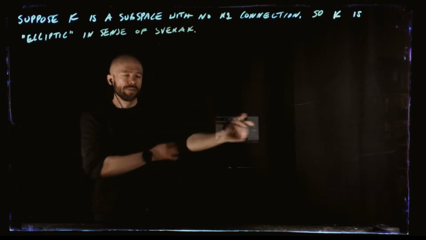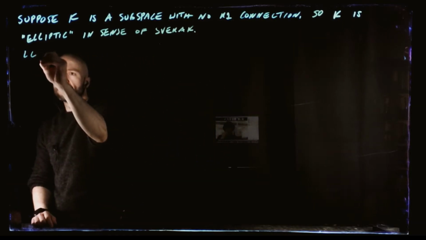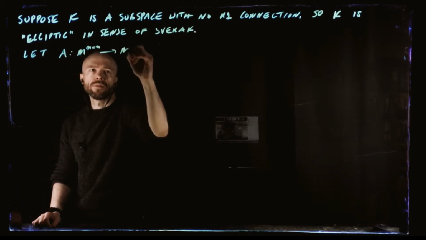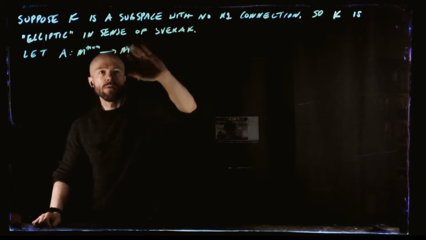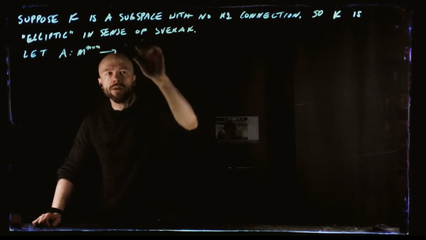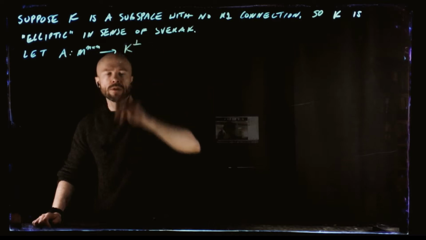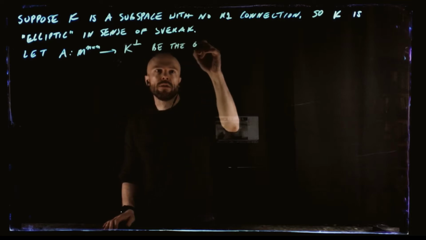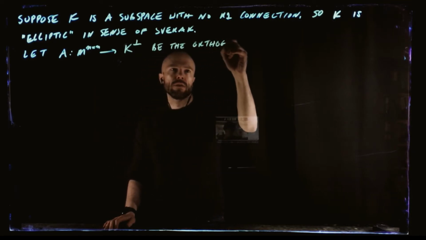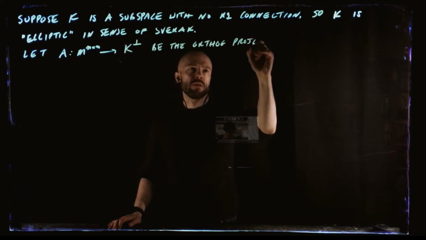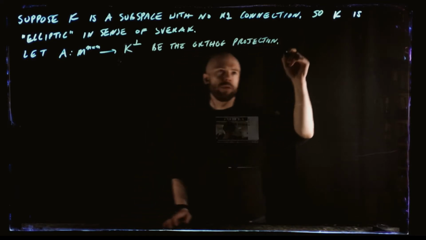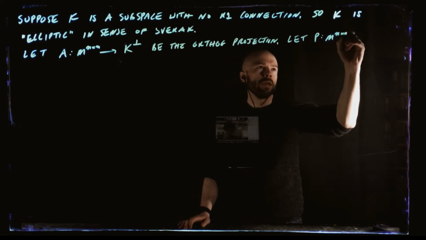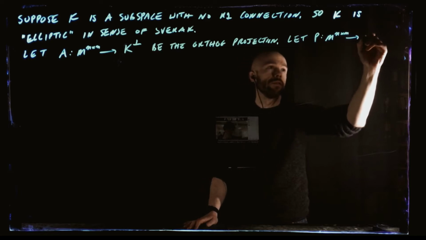All right, and let's do the following thing. Let A, n by n, be the projection into the orthogonal complement of K. Okay. And let P, m by n, be the projection onto K itself.